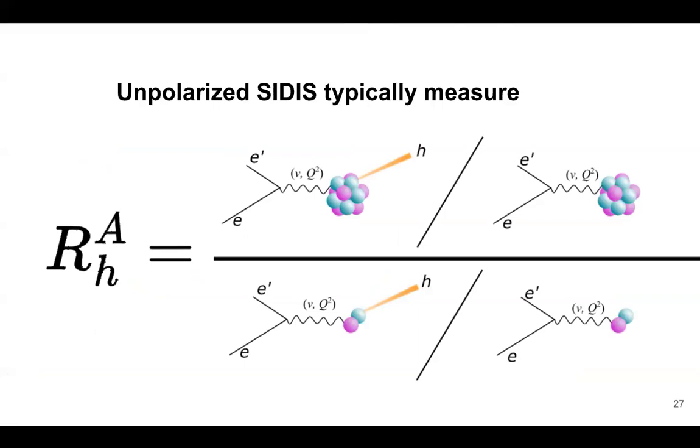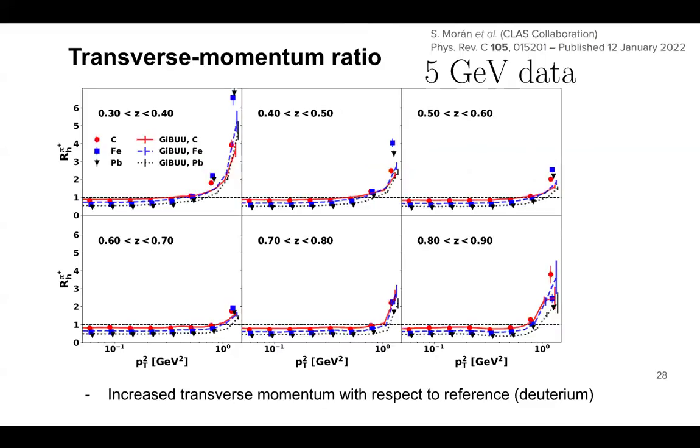In the unpolarized case of SIDIS, this is the measurement that we typically do. We basically do a ratio where we count hadrons and divide the cross-section by the inclusive electron scattering cross-section, and we repeat the same thing, but now dividing by a reference, which is typically deuterium or a proton. So we do this measurement, and this ratio is not unity, that is, it can reflect nuclear effects.